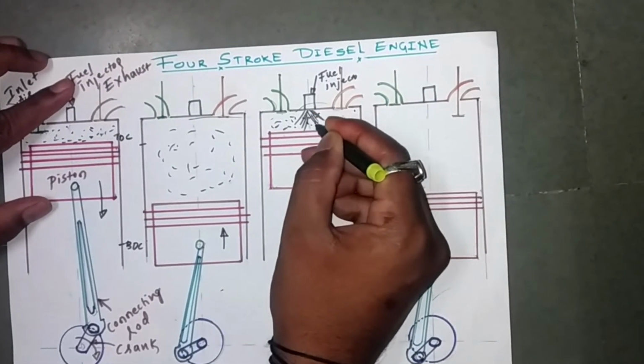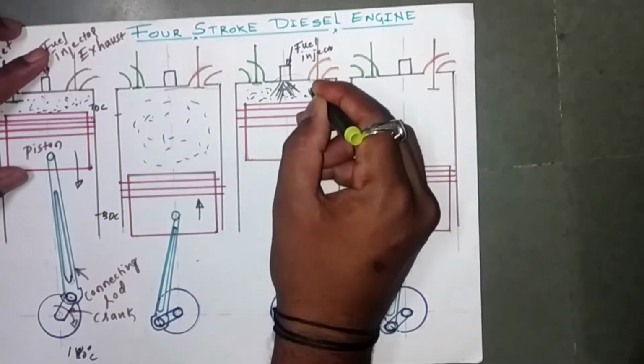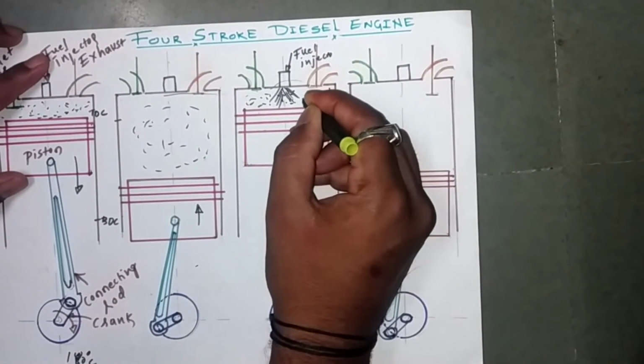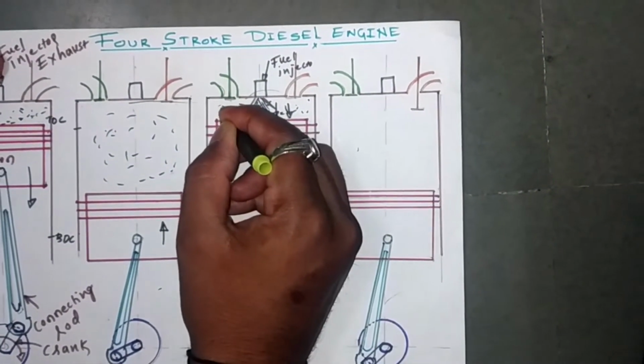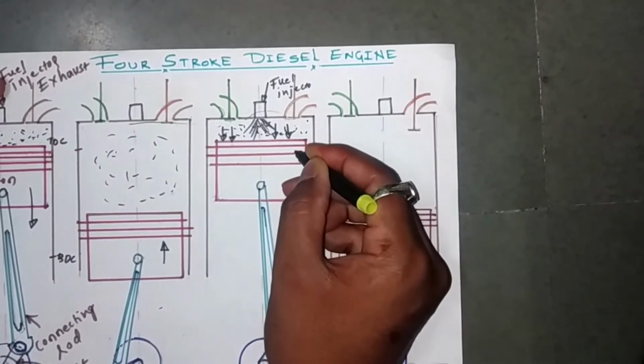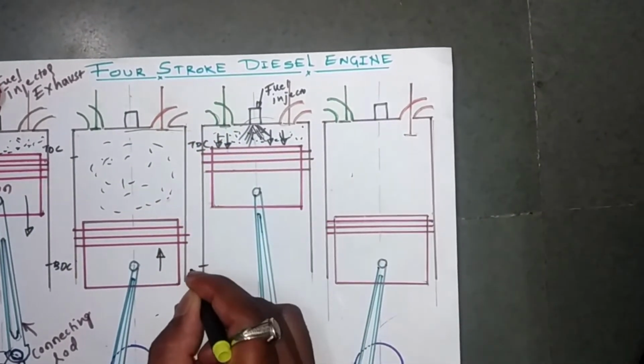So that combustion releases the hot gases, and that starts pressurizing the piston. It starts exerting a force on the piston surface. As a result of this, your piston starts moving from where to where now? So this is your TDC and this is your BDC.